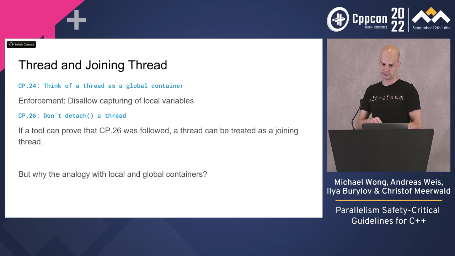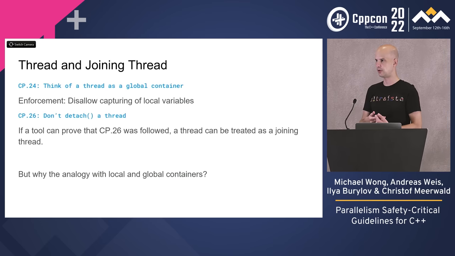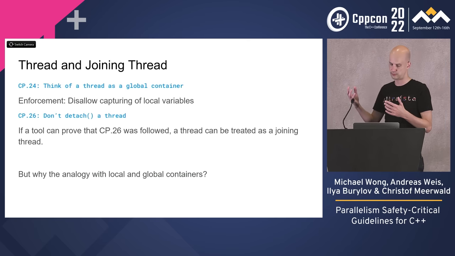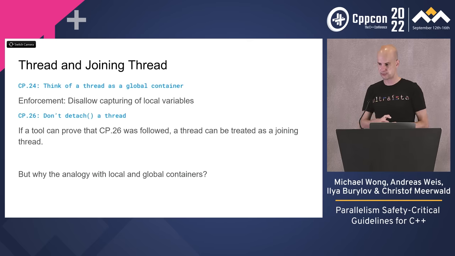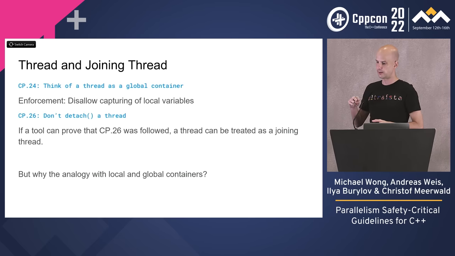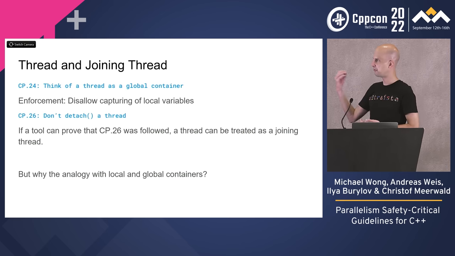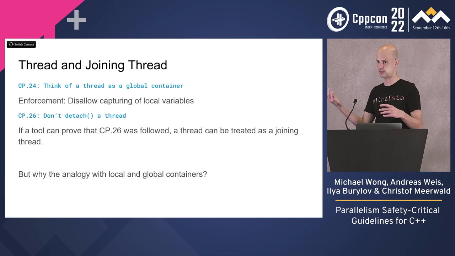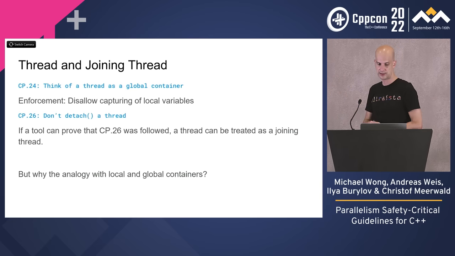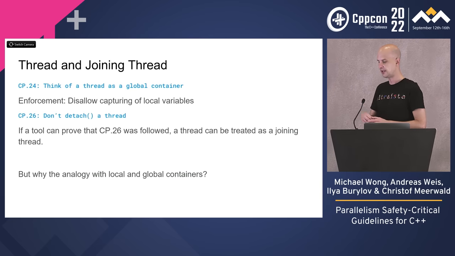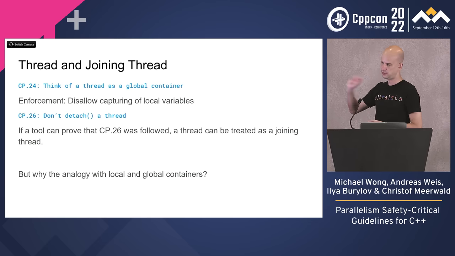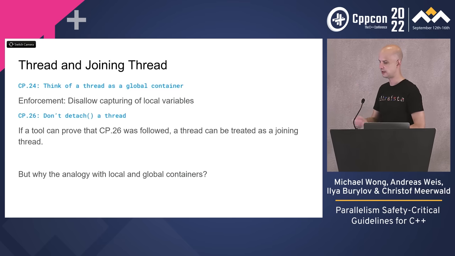So their enforcement here for the thread is that they disallow the capturing of local variables, right? If you capture something, it needs to be a global, because the thread is also global. That is the mental model. Unless, and this is where the last rule comes into place, if you actually never detach the std::thread, then you're basically back in the same mental model as you were for the joining thread. So you still have to write the join explicitly. That's the difference. With the joining thread, it just happens in the destructor automatically. But if a tool can prove that you never detach the thread, then it can apply these scope-based reasoning rules to analyze the lifetime.